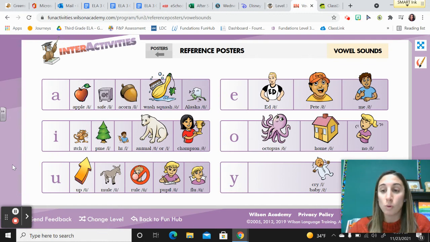Before we take our Unit 4 assessment, let's do a quick drill sounds warm-up. Are you ready? A, apple, A, safe, A, wash, A, squash, E, ed, E, Pete, I, itch, I, pine, O, octopus, O, home, O, U, up, U, mule, U, rule, oo. Nice work.